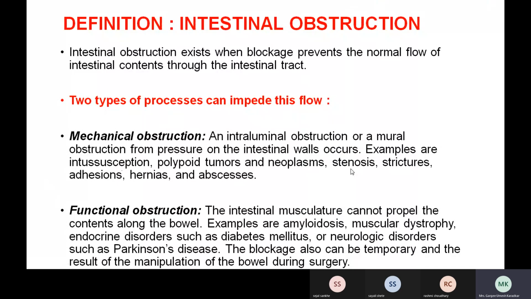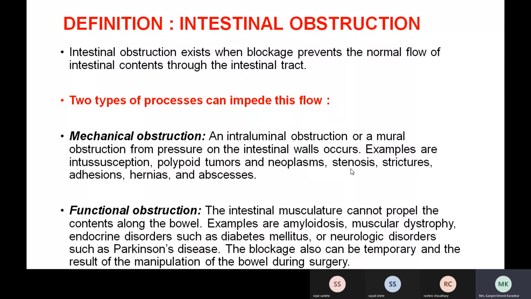Second is the functional obstruction. So the intestinal musculature, that is, functional meaning something to do with the function. So the function is not happening properly. What is the basic function of the intestine? Whatever contents reach the bowel, it has to move them forward for the absorption and the remaining digestion. Okay, so what happens here is the intestinal musculature cannot propel the contents along the bowel. So the intestinal musculature, meaning the muscles which constitute the intestinal wall, are not doing their function properly.